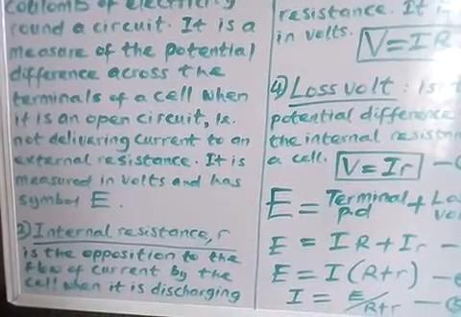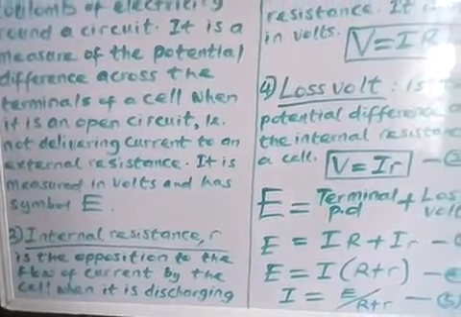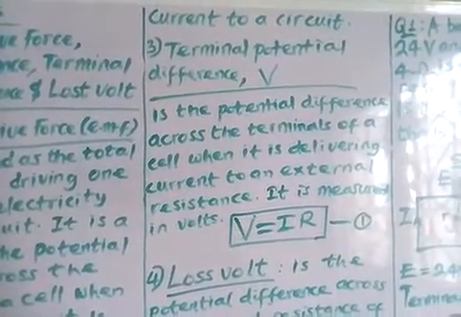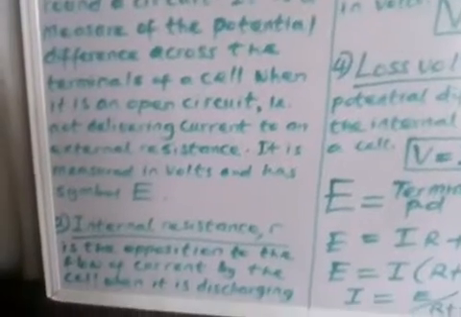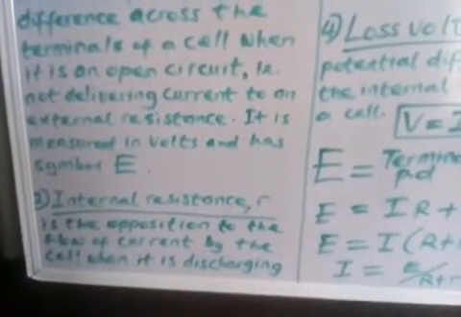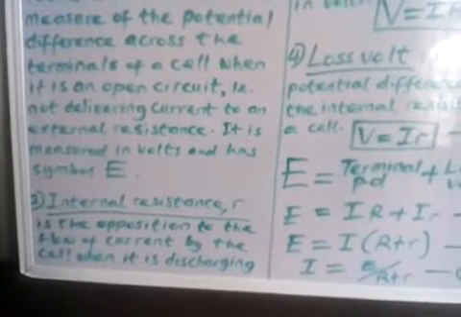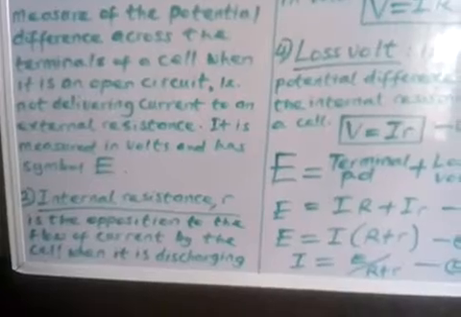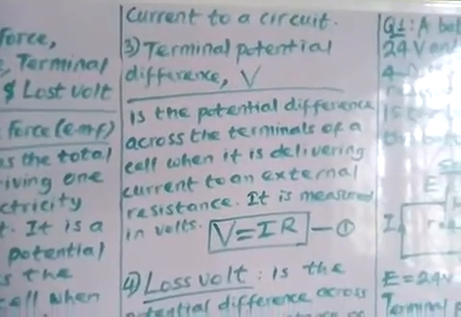The next one is what we call the internal resistance. The internal resistance is the opposition to the flow of current by the cell when it is discharging current to a circuit. Please, we all know that anytime we hear the word resistance, resistance means opposition to the flow of current. So here, we are talking about the internal, not the external resistance. So what is internal resistance? It is opposition to the flow of current by the cell when it is discharging current to a circuit.